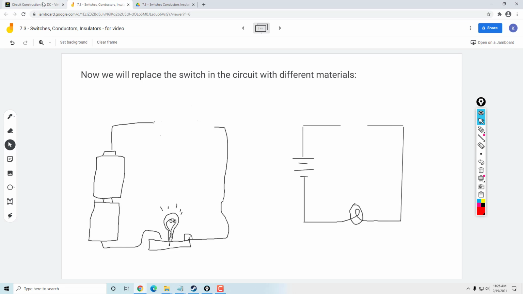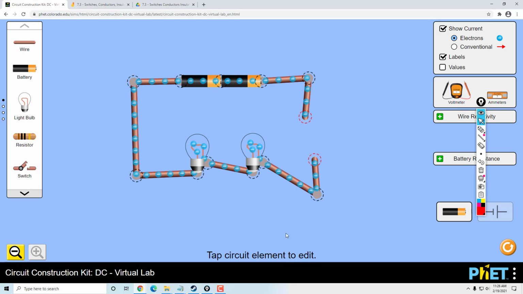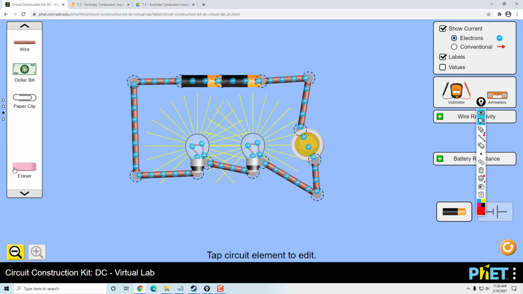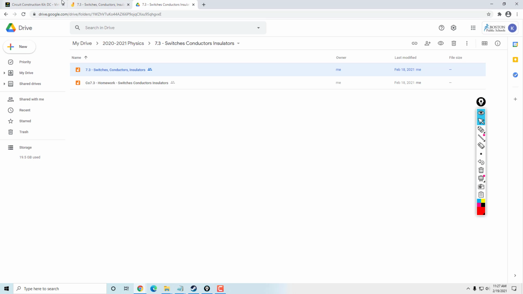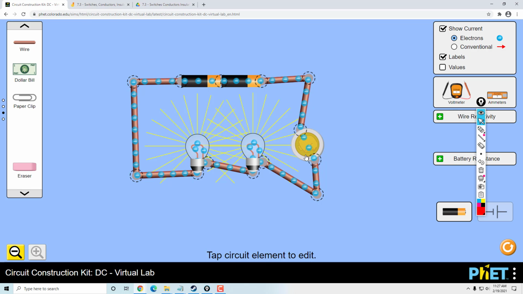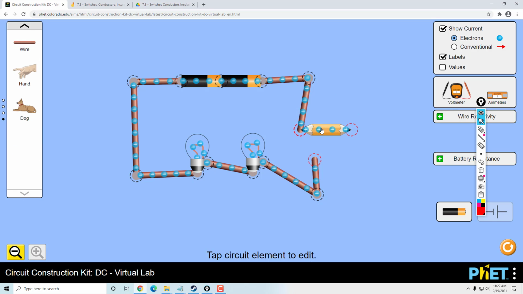And I can replace it with different materials and see what happens. Let's do it in our simulation. So here's a switch. I'm going to get rid of the switch. Instead of the switch, let's try some other things. If I use a coin, is it going to work? Let's see. Yeah, coins work. What about a pencil? Yeah, a pencil works. Why? Because graphite actually also conducts electricity.